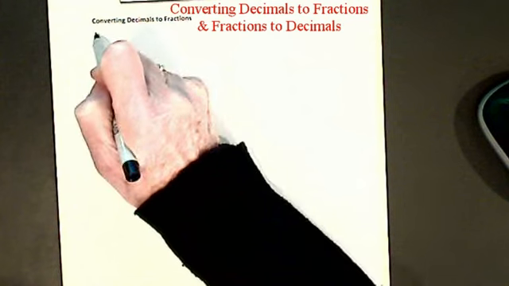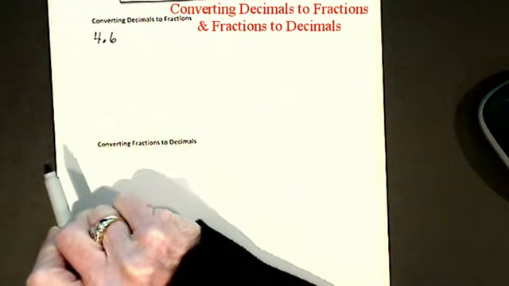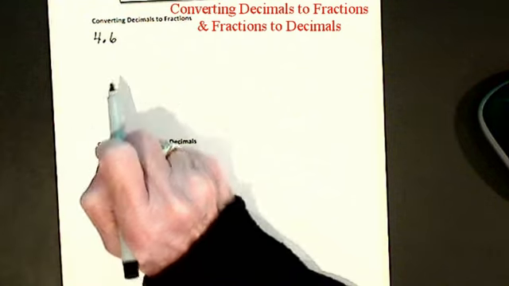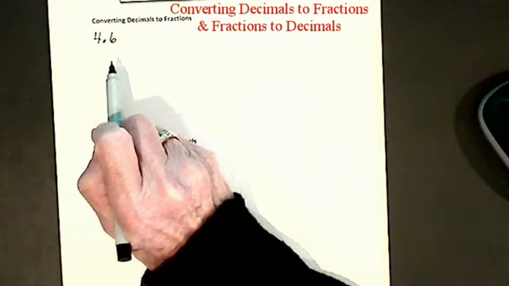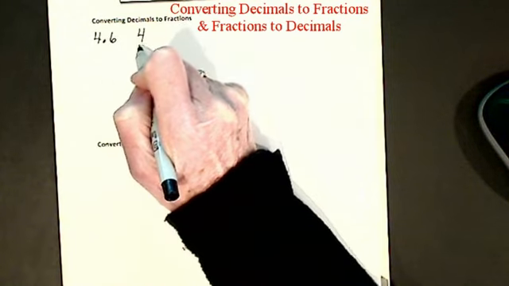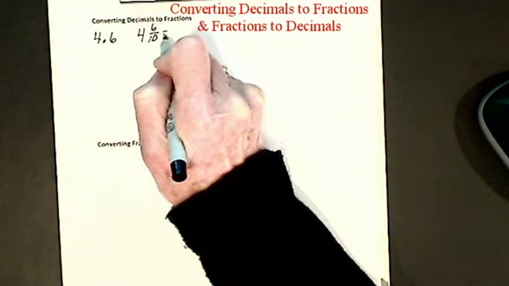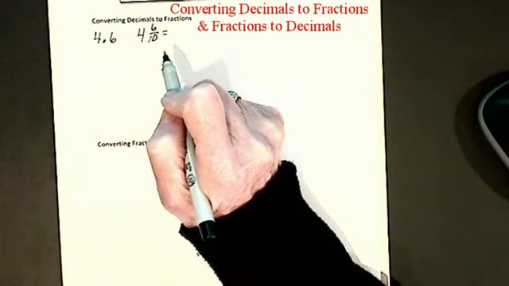If I have a decimal, let's say I have a decimal 4.6. To convert it to a fraction, all I have to do is say it out loud in my head. 4.6 means 4 and 6/10. So you have to know your place value. Then I just have to simplify it.